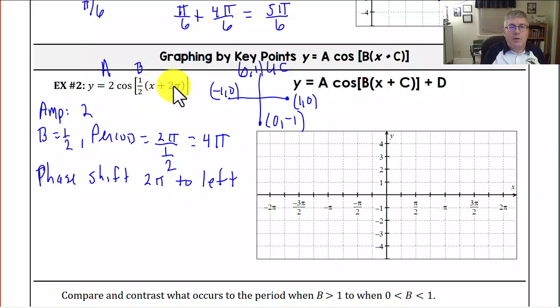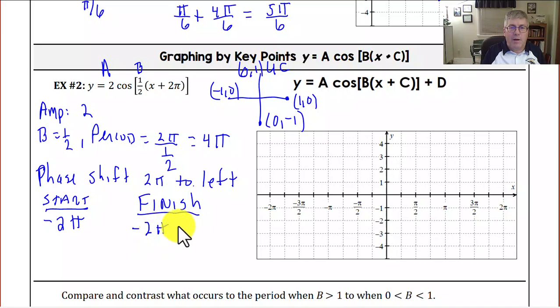Because we have x plus 2 pi, we have a phase shift of 2 pi to the left. So that means our new start line is at negative 2 pi. And our finish line, after we complete an entire cycle, is going to be negative 2 pi plus our period of 4 pi, which is a finish line of positive 2 pi. So we'll graph all 5 points between negative 2 pi and positive 2 pi.